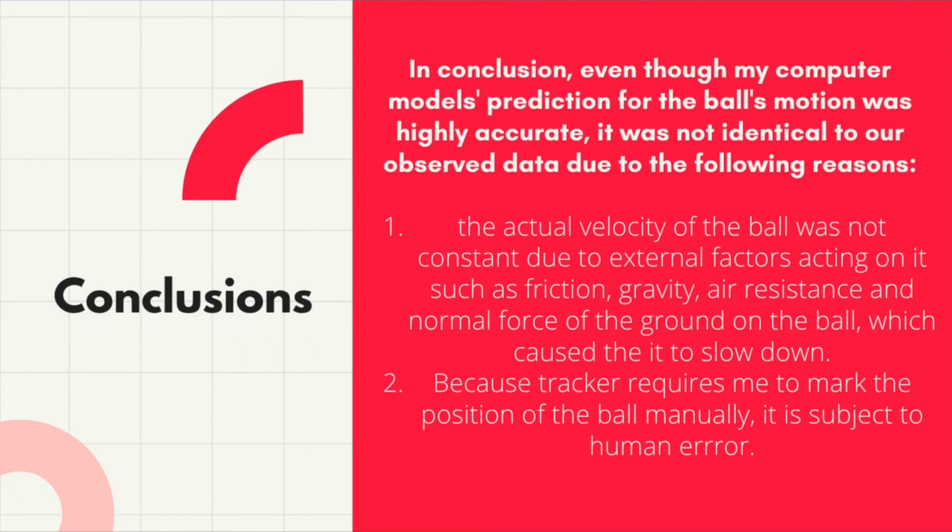But could we have actually calculated the number of pushes and pulls that would give us a net force of 0? Well, no, because just as we could have had two forces with the same magnitude acting on opposite directions, we could have had 4 or 6 forces with equal magnitude but opposite direction. So there's no way of determining actually how many forces are contributing to a net force of 0. Number 2. Because Tracker requires me to mark the position of the ball manually, it is subject to human error.